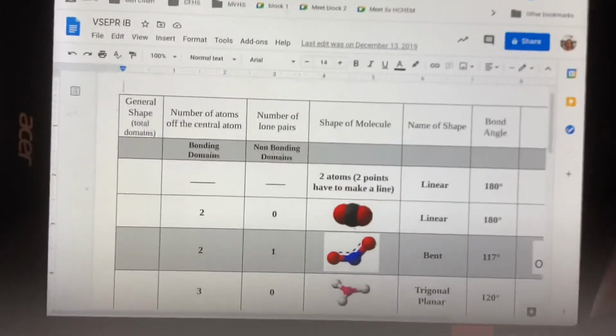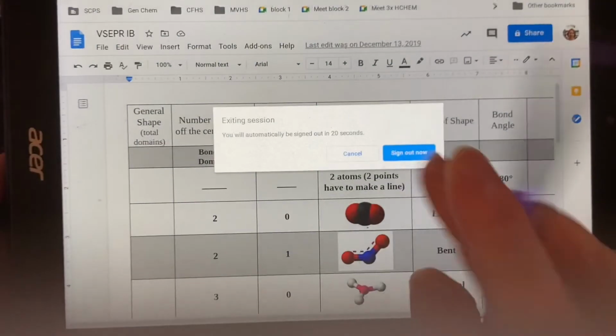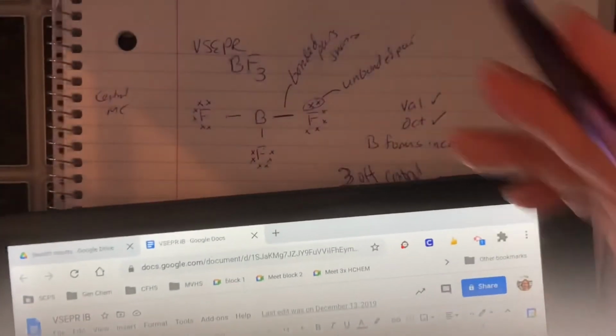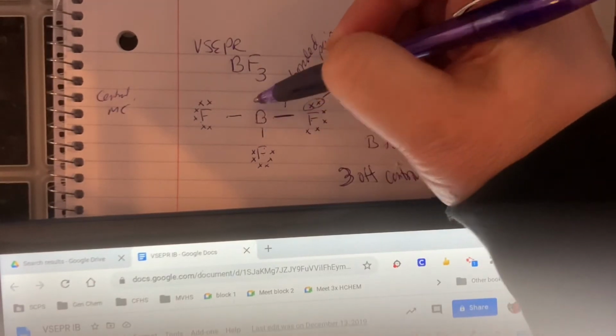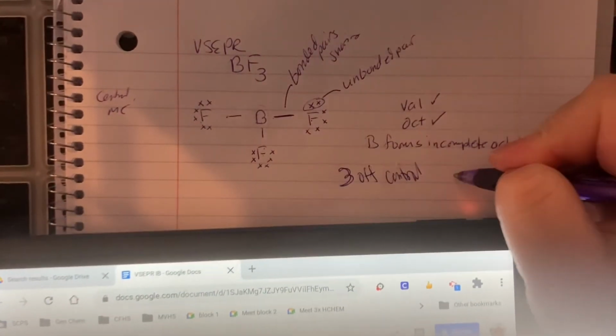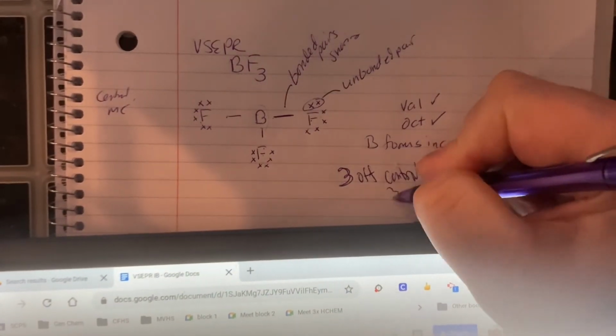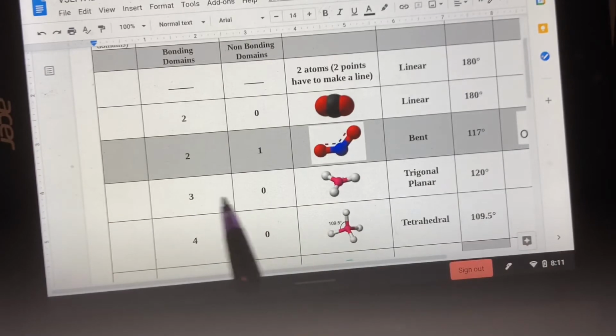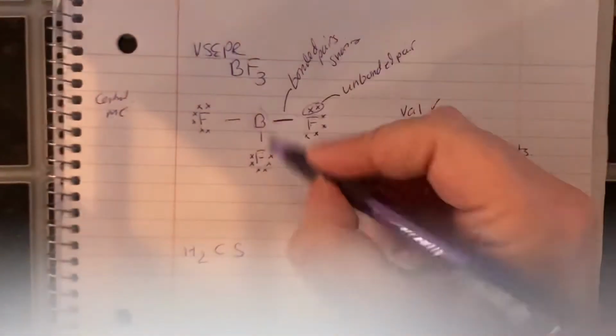And then lone pairs. That means just on the central atom, do you have any extra electrons? I have none. 0 lone pairs. So my code is 3, 0. I go down here and I find 3, 0. It looks like this, and it's called trigonal planar at 120 degrees.